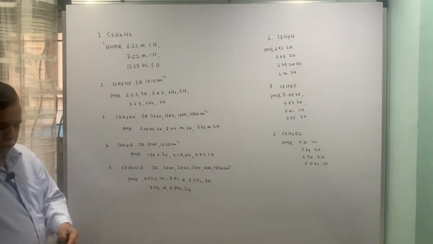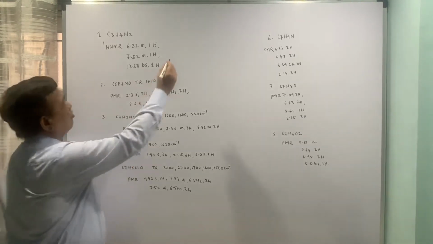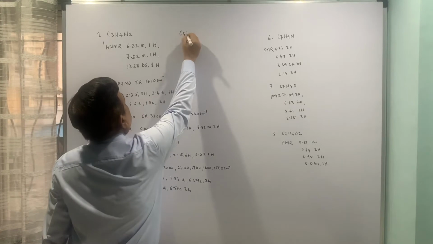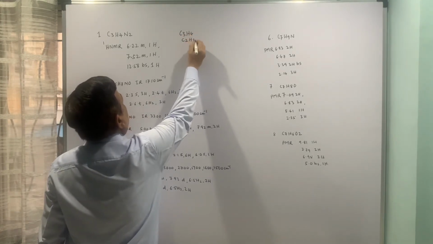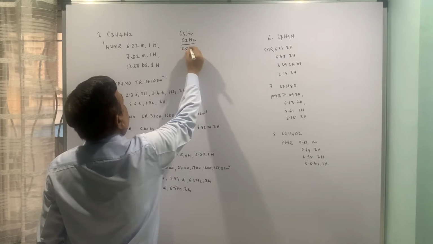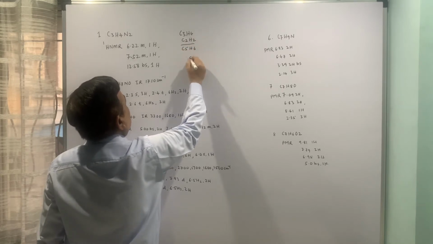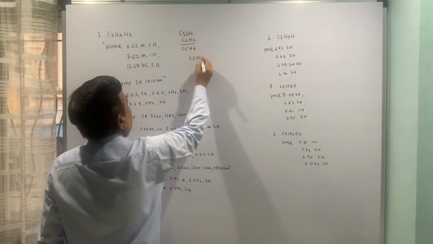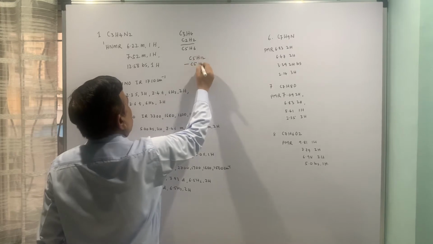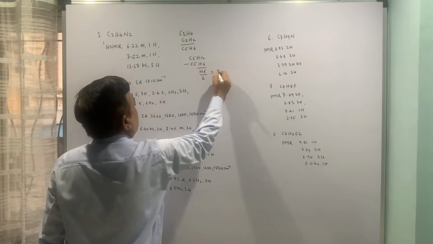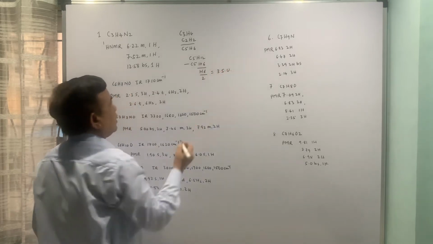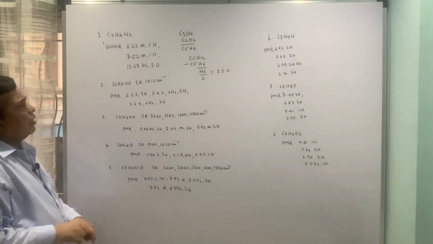C3H4N2. So C3H4, C5H6, C5H12 minus C5H6, three sides of unsaturation. That is the first thing you have to do.